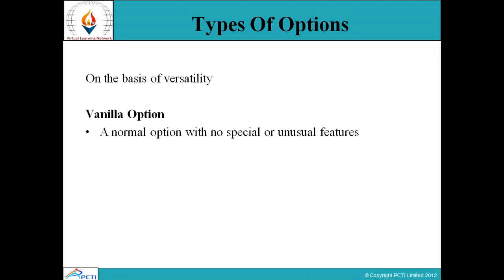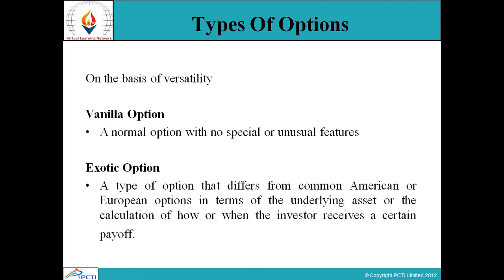Types of options on the basis of versatility. Number 1, vanilla option: a normal option with no special or unusual features. Exotic option: a type of option that differs from common American or European options in terms of underlying assets or the calculation of how or when the investor receives a certain payoff.